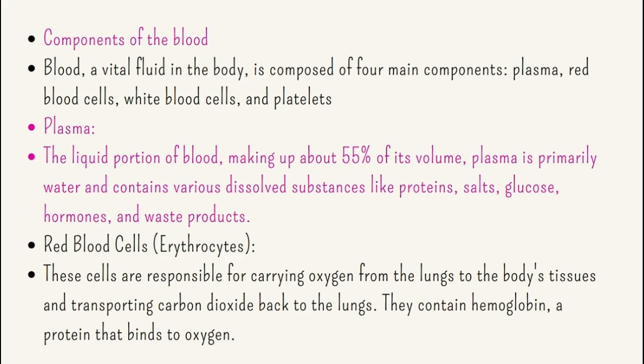So let's talk about the components of blood. It's very important that if you study the circulatory system, you need to know the components of blood. What we have going on is the plasma. The plasma is the liquid part of the blood. It makes up about 55% of its volume. It is mainly water and contains various dissolved substances like proteins, salts, glucose, hormones, and waste products.